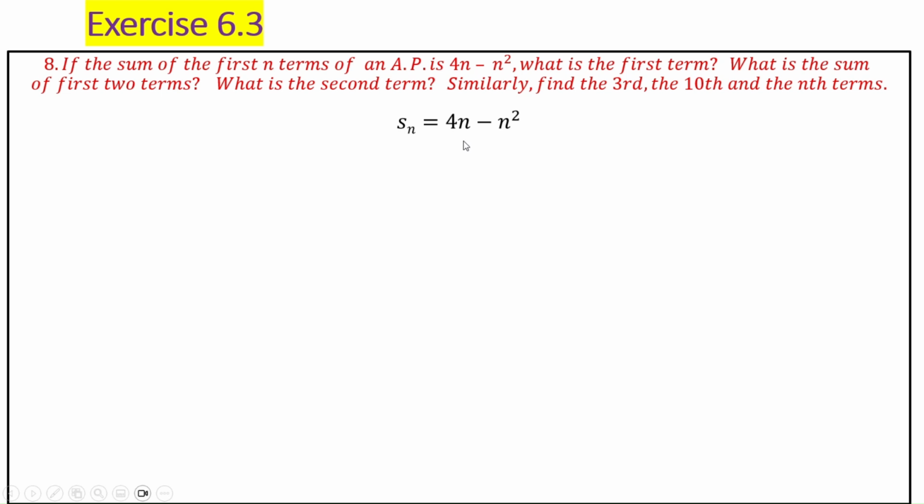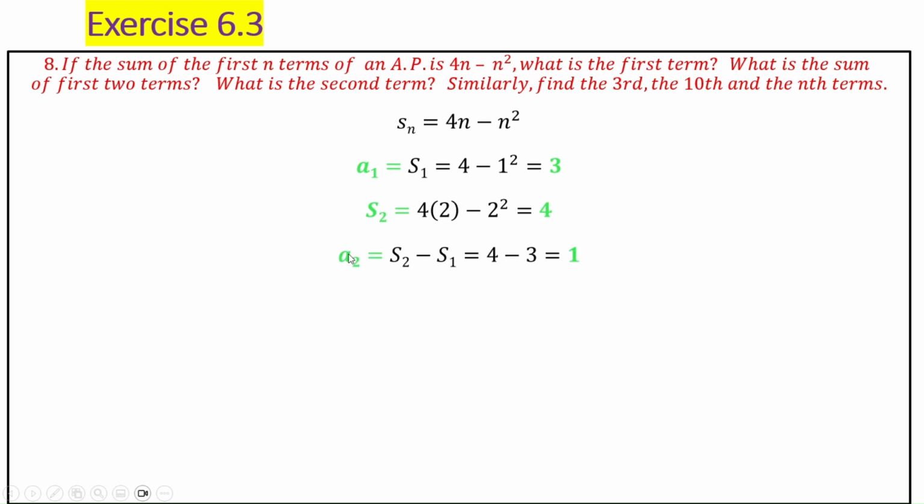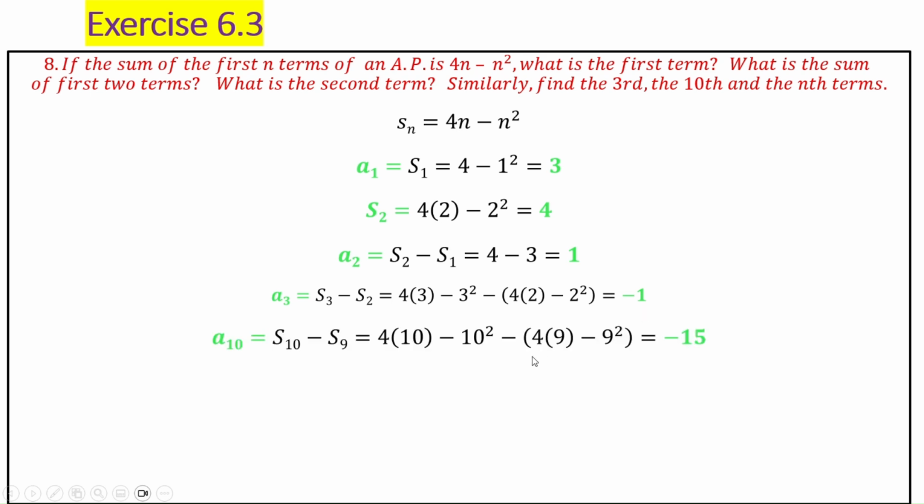Sn equals 4n minus n square. A1 equals S1. Why is this? Because there is only one term. Whether you call it a term or the sum of one term, it is the same, right? So A1 equals S1, which is 3, if I substitute n equal to 1. S2 is 4, and A2 equals S2 minus S1, right? Sum of first two terms minus sum of first term. Then I'll get the second term, that is A2 equals 1. A3 equals, similarly, S3 minus S2, which is equal to minus 1.